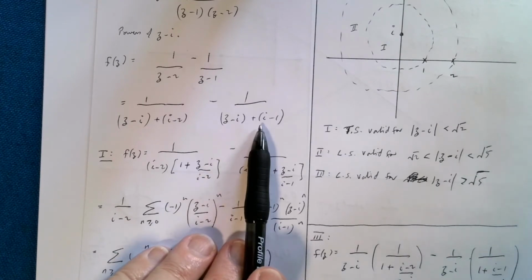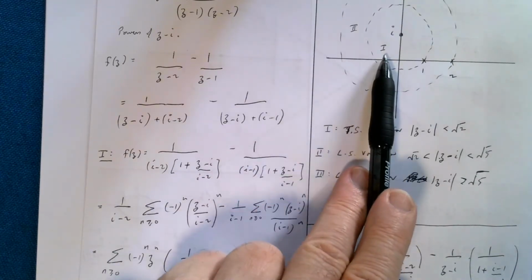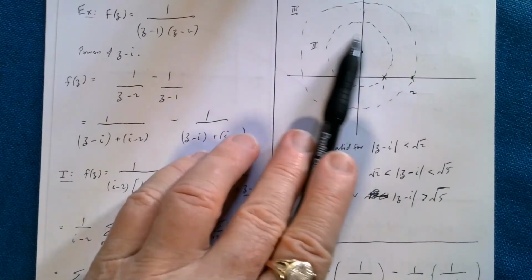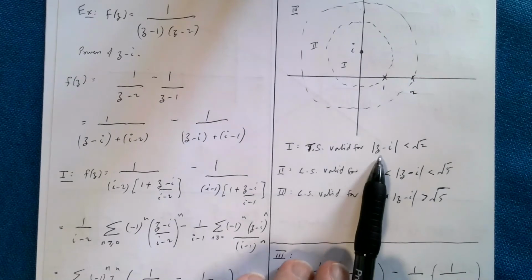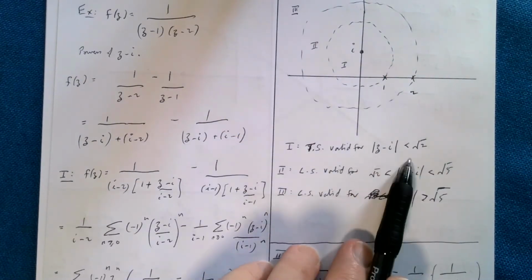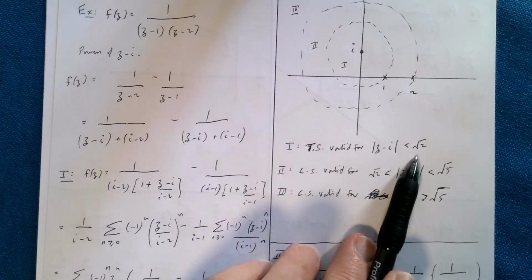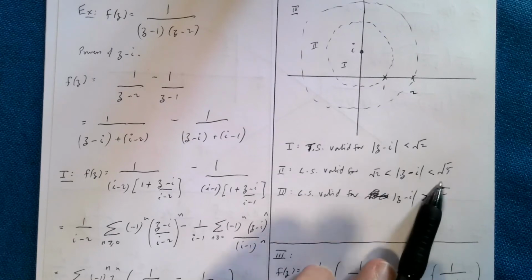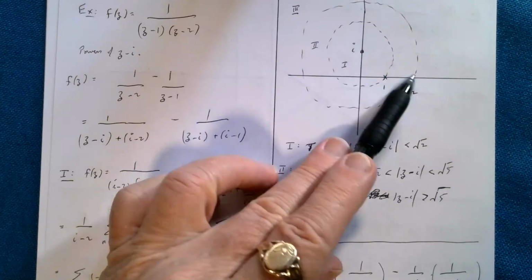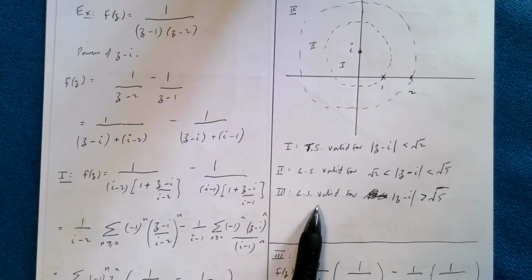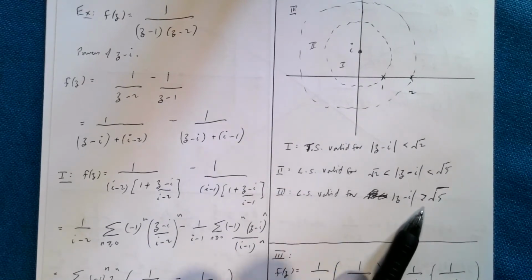Now inside this first region, this will be a Taylor series, and that will be valid inside of this disk. The radius of this, of course, is root 2, so this will be valid for modulus of z minus i less than root 2. In region 2, we're going to be outside of that circle but inside the big circle, and you can see Pythagoras tells you the radius of that is root 5, and the outer Laurent series will be outside of that circle.